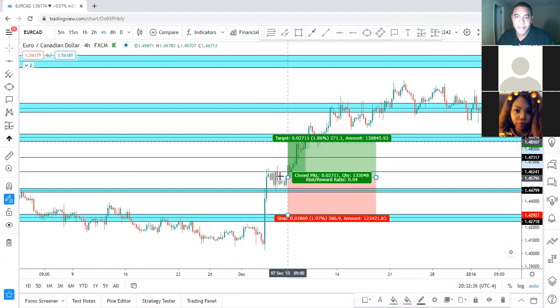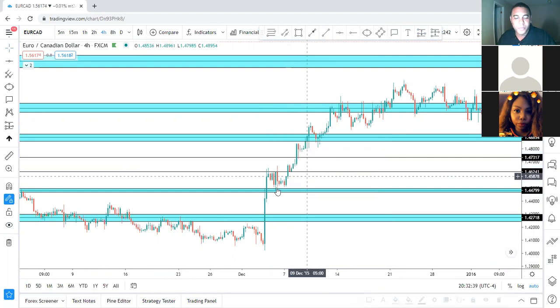Buy stop all the way up to the next zone. You can ride it out. You don't have to set it all the way up there. You can choose TP1 or TP2. Plug that in and call it that.